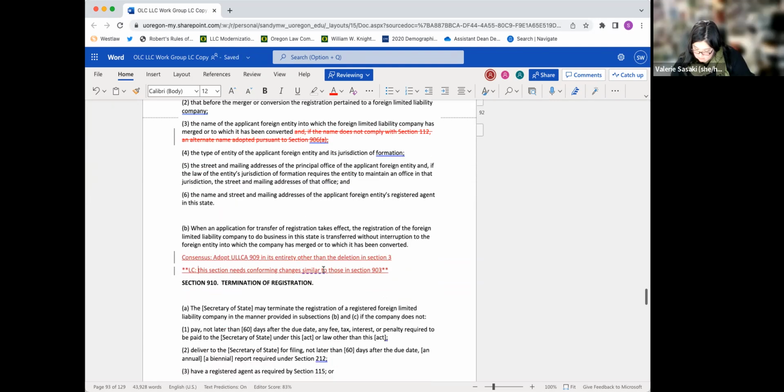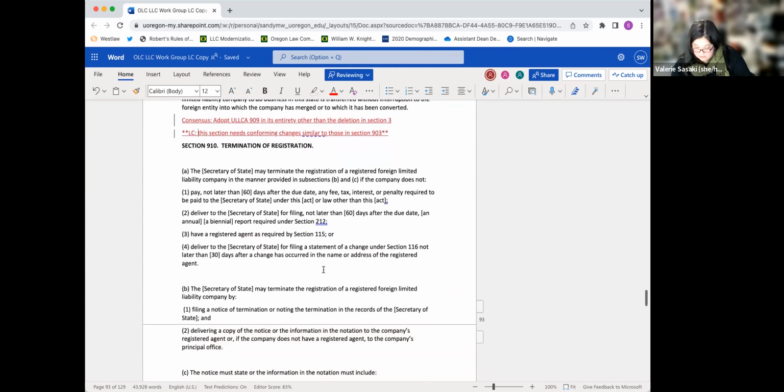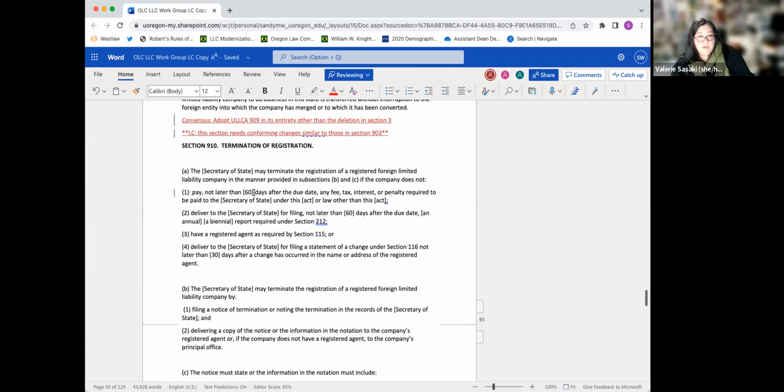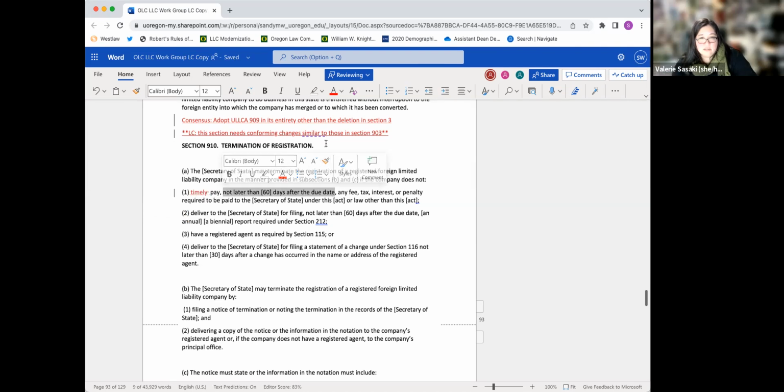910. I had under 910 A1 insertion of the word timely before the word pay. My notes show the same thing, except we don't add the word timely, but we get rid of the not later than clause. Right, but if we add timely and we get rid of not later than, it has that same effect. I'm happy to add timely. And then delete not later than, because that will allow the Secretary of State to control their own deadlines.